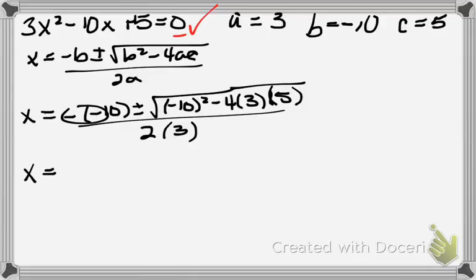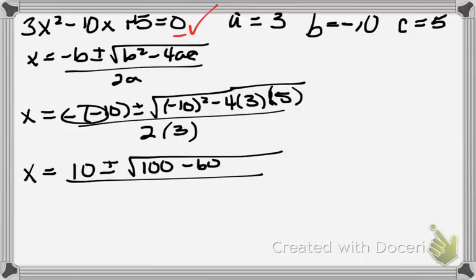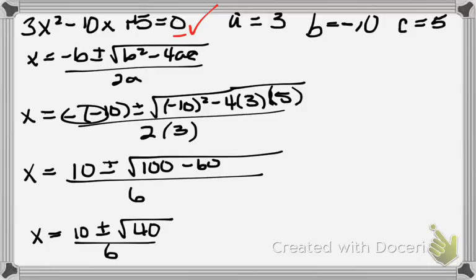Specifically, these two negatives are going to make a positive. And it's nice to do this step by step, especially if you're not great at putting things exactly into your calculator. So we're going to get minus 60 over 6, and then we can simplify once more here. Okay, so this is what we have right now.